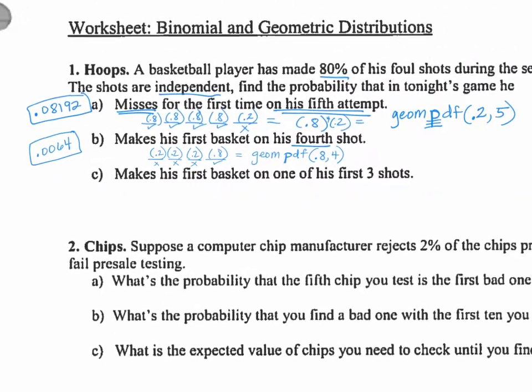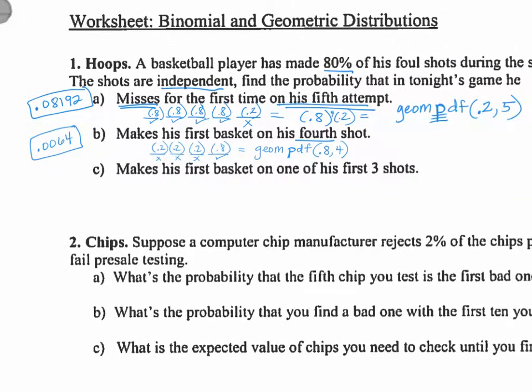All right, moving on. This next one's a little bit more involved because it says he makes his first basket on one of the first 3 shots. So the success could be in the first place, or, that's addition, the first time you have a success is in the 2nd spot. So that means you missed it and then you made it. Or the first time you have a success could be in the 3rd spot. So that means you missed it, you missed it, you made it.